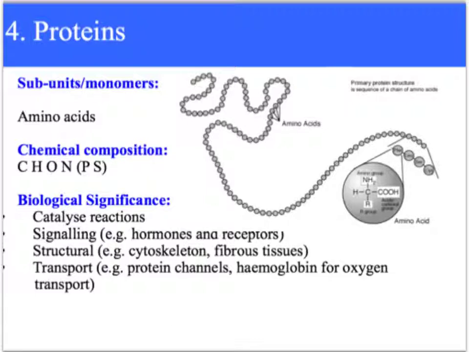So they catalyze reactions, so they speed up reactions by lowering the activation energy. They're signaling molecules, so hormones and receptors. They can be structural, so cytoskeleton and fibrous tissues, and transport, so things like protein channels, hemoglobin for oxygen transport. Every time you see a picture that has a protein in it, think, what level of structure is it? For this guy, I've got a chain that looks like a chain of beads. Therefore, it must be primary protein structure. So they've just been joined together.